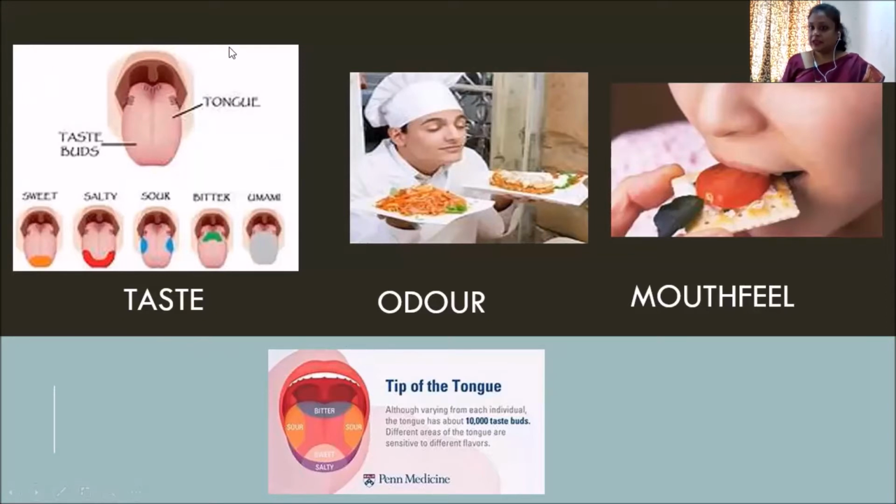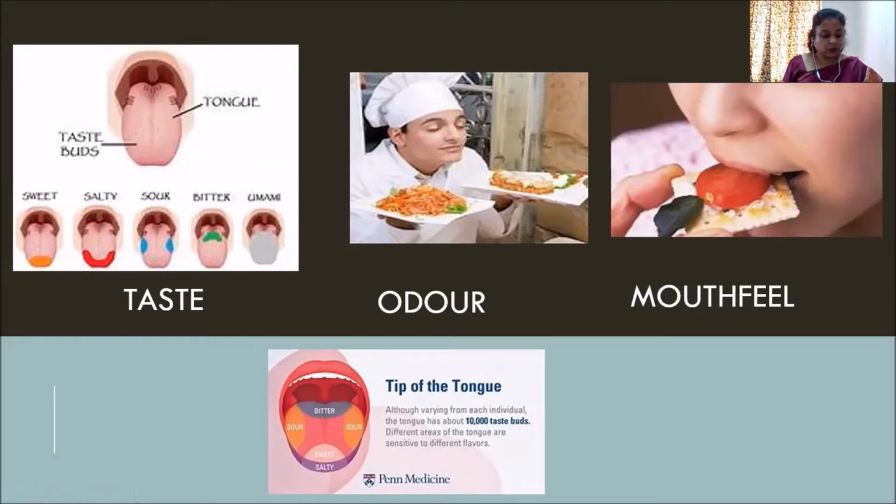Talking about taste, as you can see in this PPT, the taste buds detect sweet, salty, sour, bitter, and umami. So the moment you taste the food, the front part, the tip, is salty, next to it is sweet. Then your tongue will detect whether it is sour or bitter.